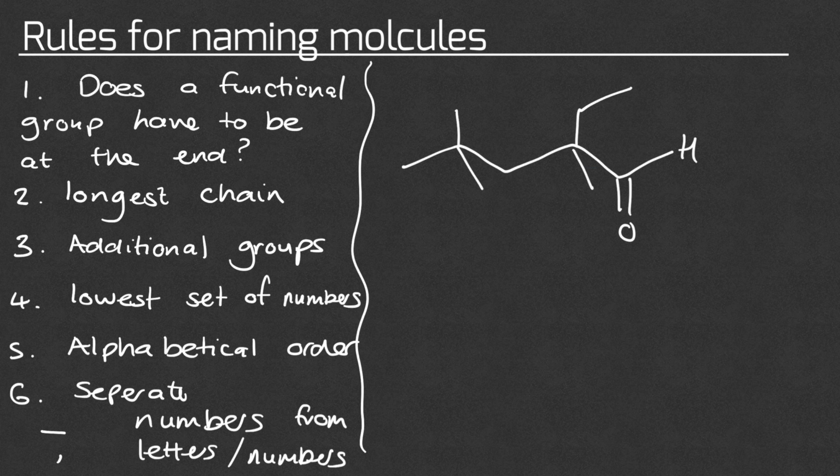This molecule looks a bit more complicated, but we can go through exactly the same process again. We're going to start off by identifying if it has a functional group which has to be at the end, and it does. The aldehyde group has to be at the end. It's one of the two groups, along with the carboxylic acid, which have to be at the end. Therefore, this has to be part of the longest chain, and it will be carbon 1.